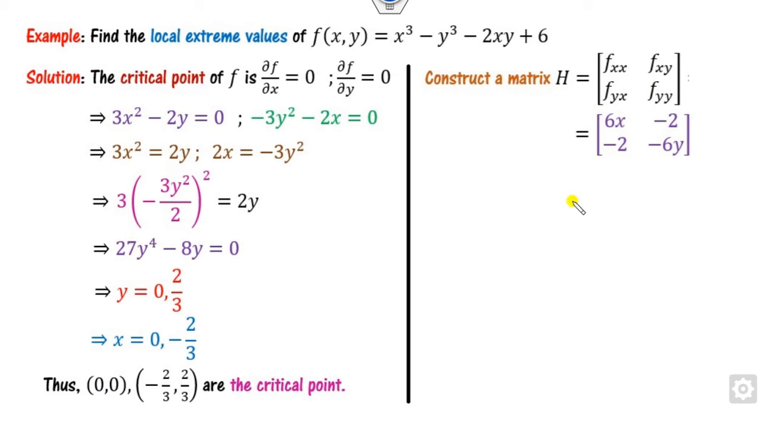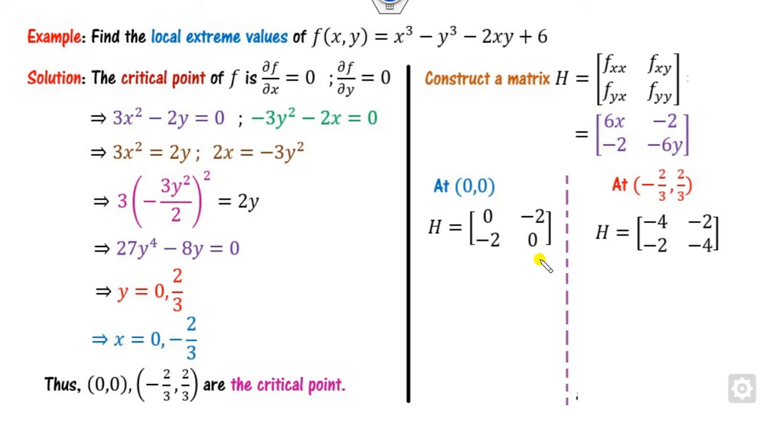Now there are two critical points, so we will check this at two values. Firstly at the point 0, 0, and secondly at the point minus 2 by 3 and plus 2 by 3. We can compute this value here. You can get 6 into 0 is 0, and value of this is 0. From here, the value of h1 is 0. From here, the value of h2 is minus 4. So clearly this value is less than 0.